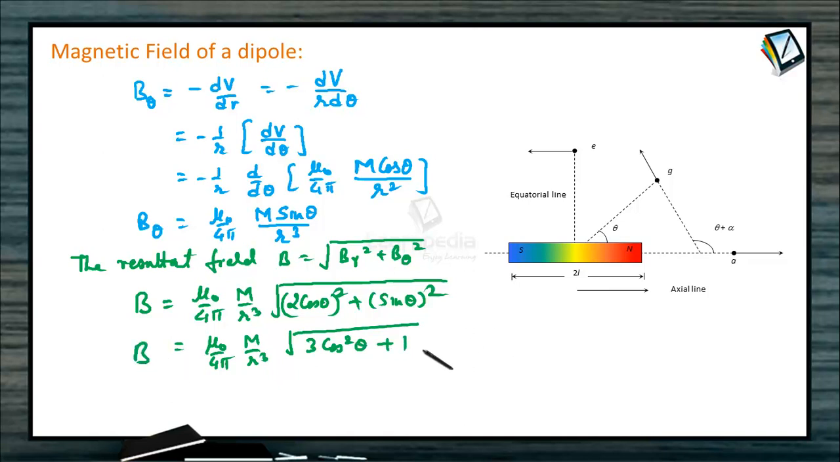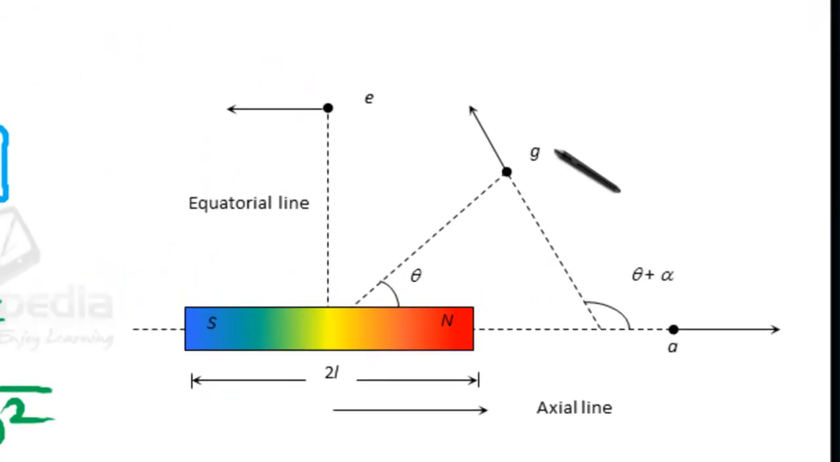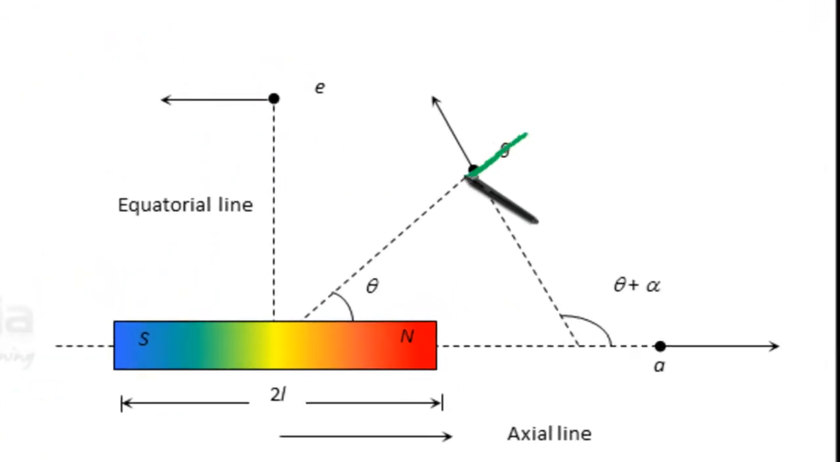This is the magnetic field at any point at the angular position theta. Now we want to calculate the angle made by the resultant. The resultant magnetic field is in this direction. So this angle here is, say, alpha. So this total angle will be theta plus alpha. Let this make an angle alpha with the radius vector r. This is the radius vector r.